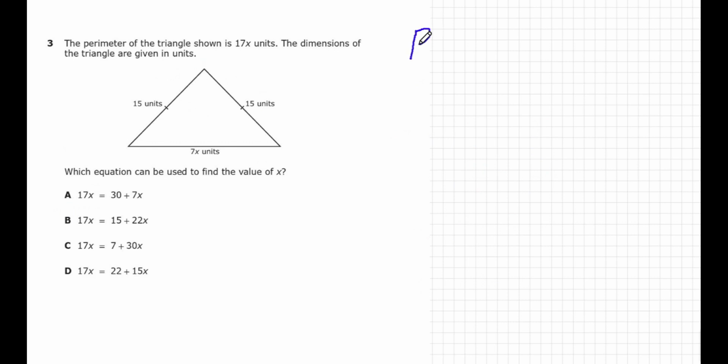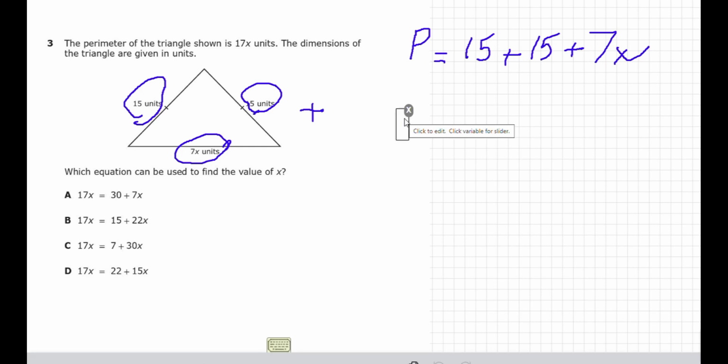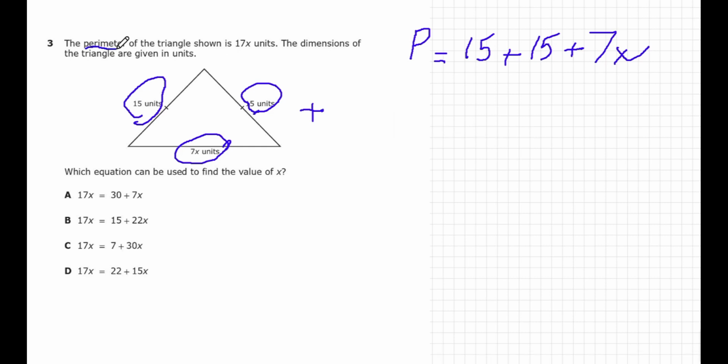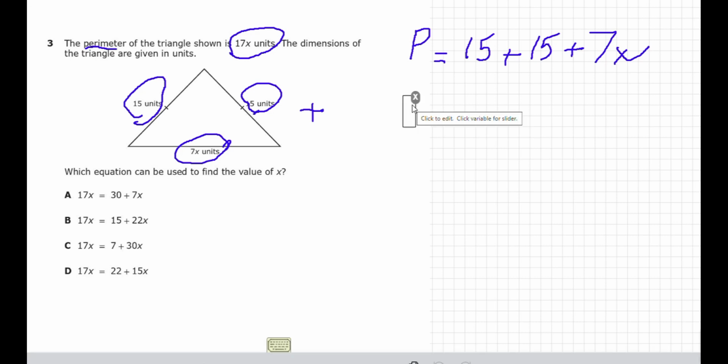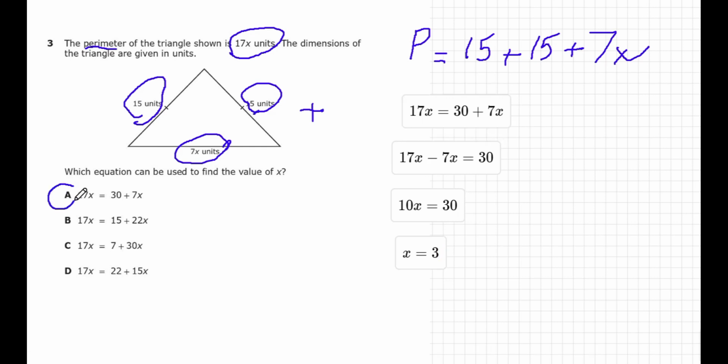Question number 3. The perimeter of the triangle shown is 17x units. The dimensions of the triangle are given in units. Which equation can be used to find the value of x? The perimeter of the triangle equals the sum of all sides, hence 15 plus 7x equals 17x. Hence, 17x equals 30 plus 7x. Therefore, A is the correct answer.